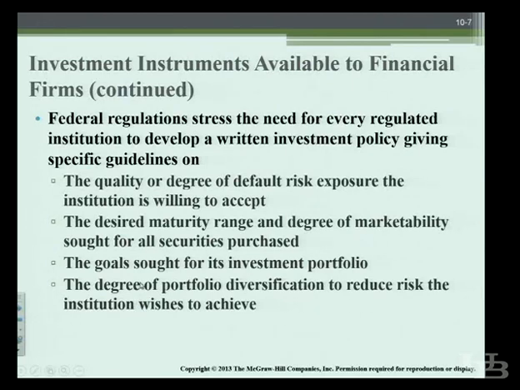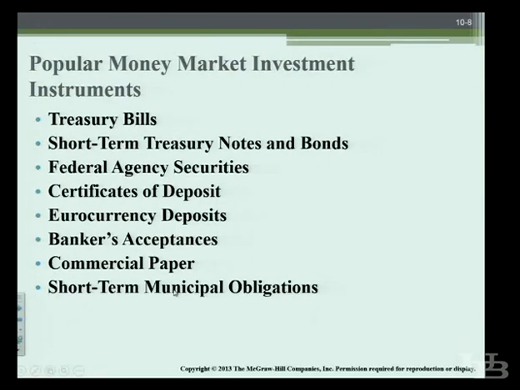The diversification of the portfolio depends upon the relative institution. Larger institutions tend to have more securities that are more diversified than smaller institutions. What are the examples of money market instruments? They are typically less than 1 year. These are the examples.